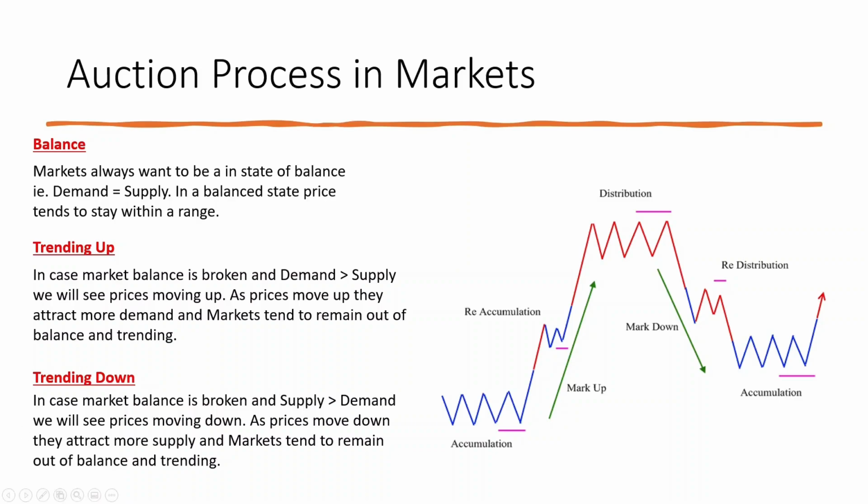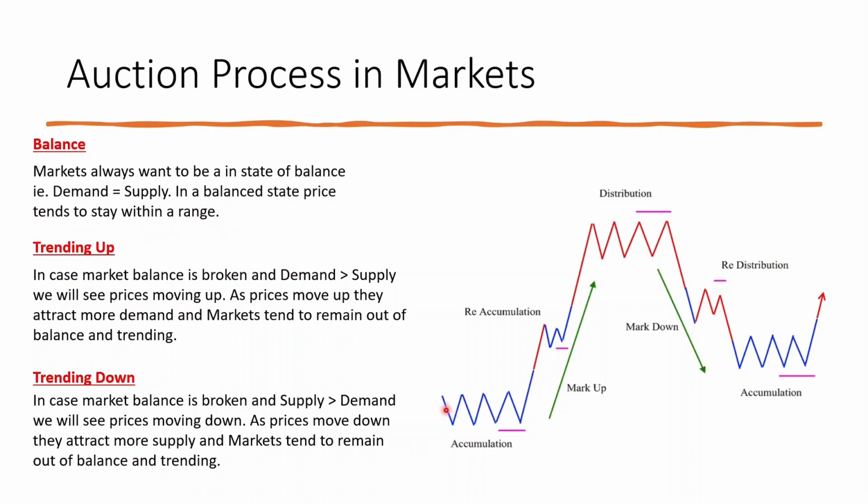The first stage that we will discuss is the state of balance. Markets always want to be in a state of balance, that is demand equal to supply. What this means is that price will always move towards an area where facilitation between buyers and sellers can be easily done. That is what we call a state of balance. So in a balanced state, price tends to stay within a range.